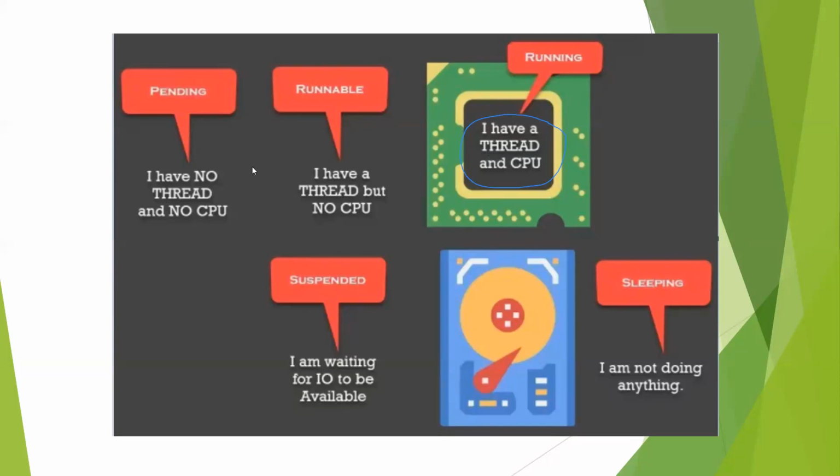So if the thread is waiting for something, then it will be in a suspended state. If the thread is currently in the runnable queue waiting for the CPU to be available, it will be in the runnable list. If the task doesn't have any thread to be assigned, then it will be pending. If the session is in sleeping state, it will be sleeping. Let me show you that.